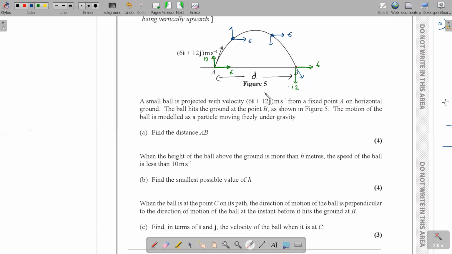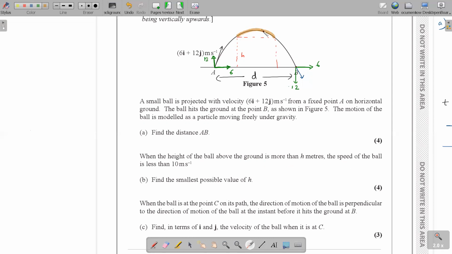Then they say when the height of the ball above the ground is more than h meters. So there is a place where it's more than h meters. Let's say this is h meters above the ground. So you have this portion of the projectile motion which is more than h meters above the ground. When the height of the ball above the ground is more than h meters, the speed of the ball is less than 10 meters per second. So in this particular region, your speed is less than 10.